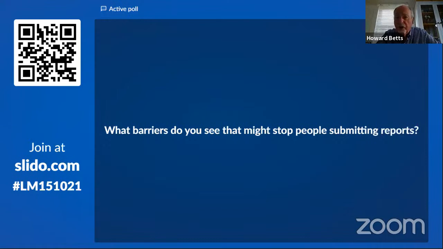These are open questions, so I think it'd be worthwhile taking a couple of minutes on each of these 2 questions. So what barriers do you see that might stop people submitting reports? If you could please just take a moment to fill in the answer, or what you view as the answer to that, that'd be really helpful.